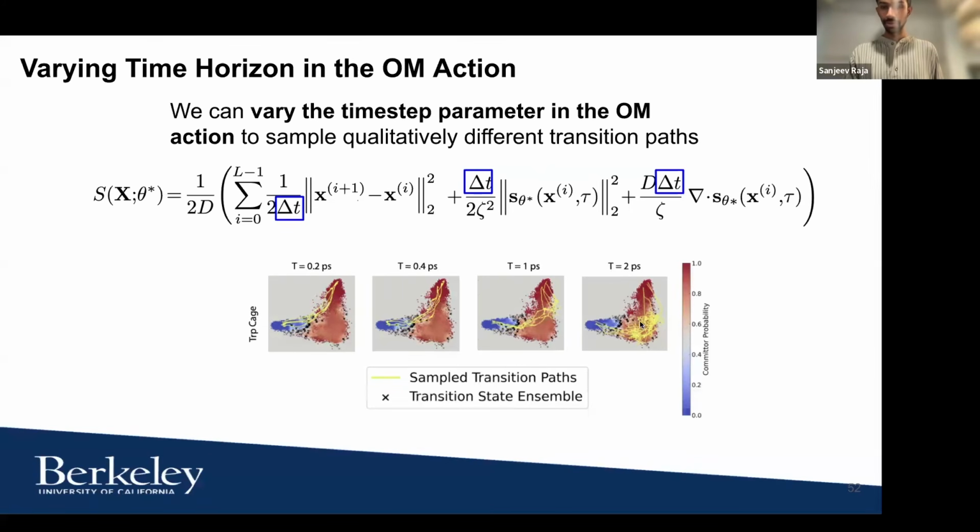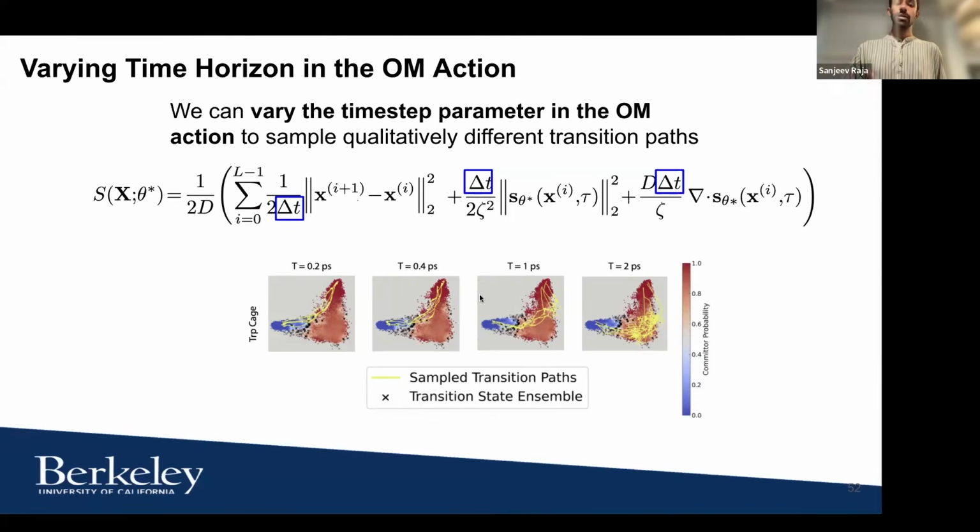For example, for this trip cage protein, this region of the phase space is a big energy minimum. It's close to the folded structure. And so if you allow a longer transition time, then the transition paths will wiggle around a lot longer in these energy traps before they go. And we're not retraining the model to do any of this. All we're doing is re-optimizing the OM action with a different delta t parameter. That's a hyperparameter. That's the only thing that we're doing.